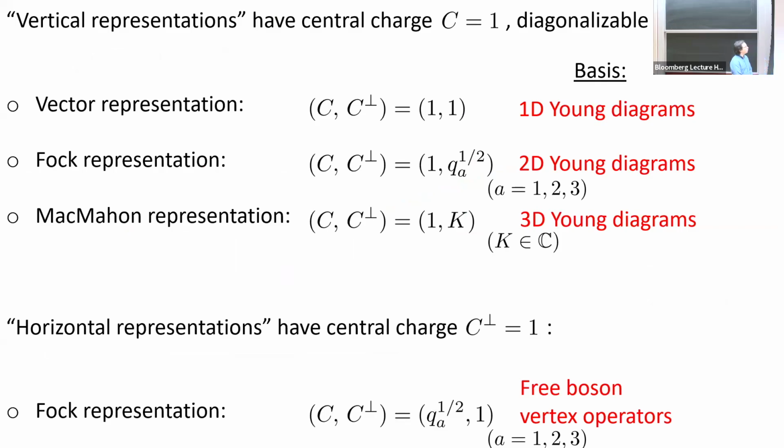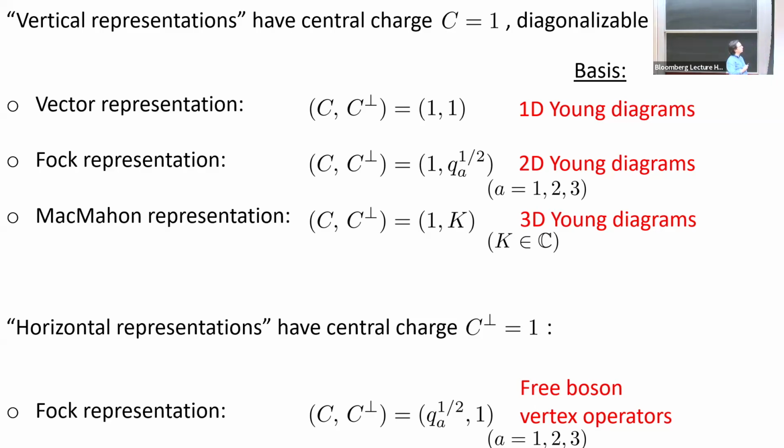So the representations that have been studied by mathematicians and physicists, there are some distinguished ones. The so-called vertical representations have central charge C equal 1. Remember, there are two central charges. If you fix the first one to be 1, what it does is actually diagonalize the Cartan. The Cartan modes now commute, so you can find a basis in which they are simultaneously diagonal.